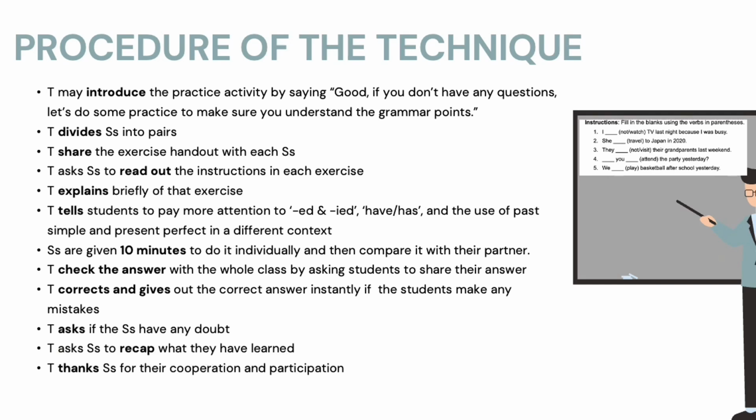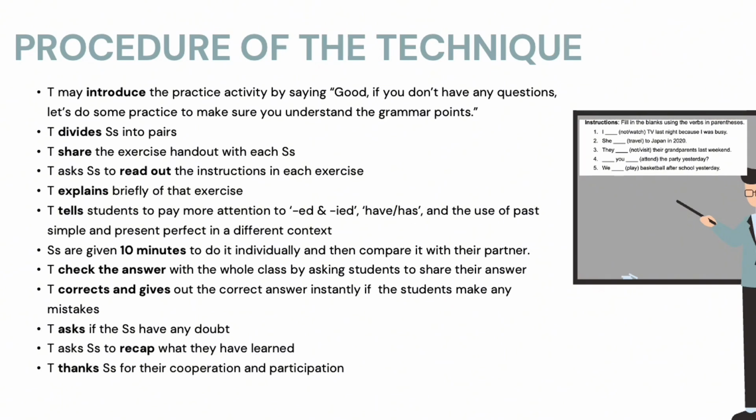But before doing that, the teacher may ask the students to read out the instructions in each exercise so that they have an idea of what they will be doing. And then the teacher may explain briefly those exercises and tell the students some points that they need to pay attention to. For example, when to add ed or when to add ied, or when to use have and when to use has. And after that, the students are given 10 minutes to do the exercises individually, and then they compare the answers with their partner.